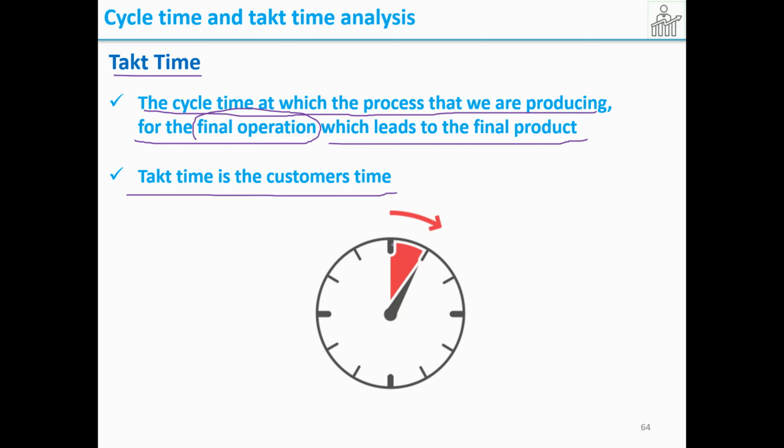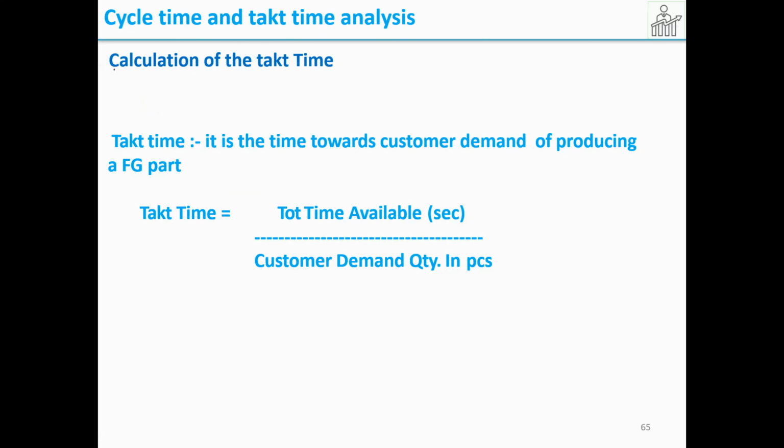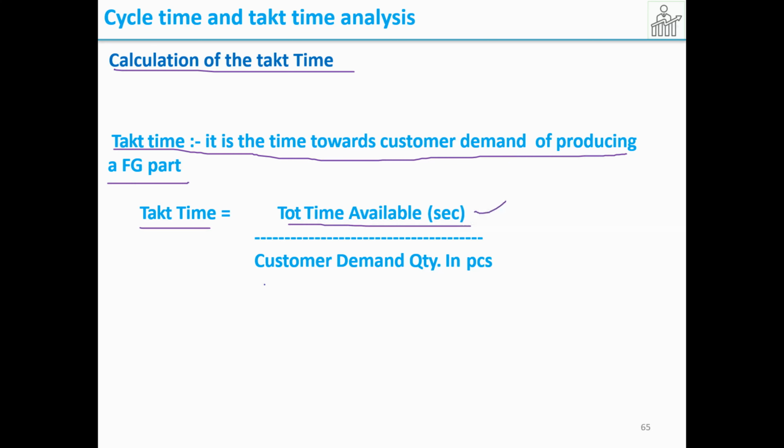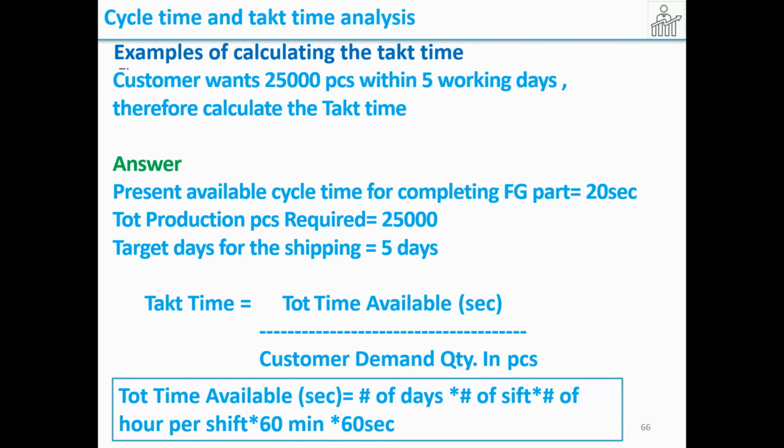Takt time is a customer time. So let us see the calculation of takt time. Takt time is the time towards customer demand of producing a finished goods part. Takt time is equal to total time available in seconds divided by customer demand in quantity. Let us see an example of calculating the takt time.